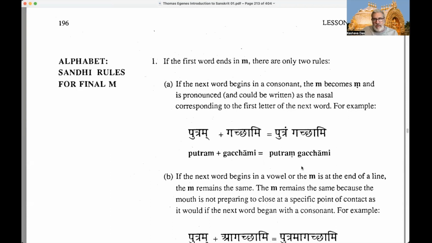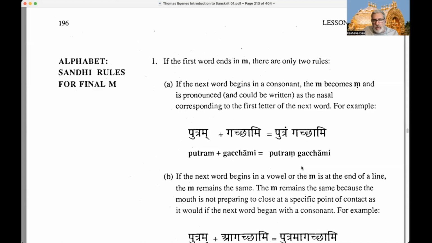word. So as we know in the Sanskrit alphabet, just to recap, there are these 5 vargas or different groups of consonants: the gutturals, the palatals, the cerebrals, the dentals, and the labials. And there's a corresponding nasal for each of these: nga, nya, na, na, and ma. So when we get M at the end of the first word, and it's followed by a consonant beginning the next word, that M turns into anuswara, and that anuswara can then be pronounced as the nasal of the varga of the letter that starts the next word.